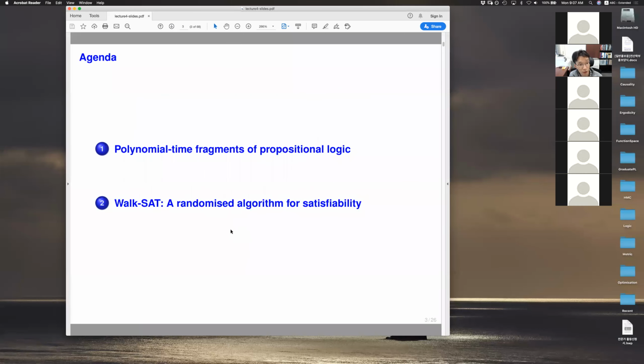So what we're going to cover today, and I think we will spend most of our time on, is polynomial time fragments of propositional logic: Horn fragments, 2CNF fragments, and then if time allows, we're also going to talk about XCNF formulas. No, it's not a fragment, but XCNF formulas. Then maybe in Wednesday's lecture, we're going to talk about WalkSAT, which is a randomized algorithm for solving satisfiability.